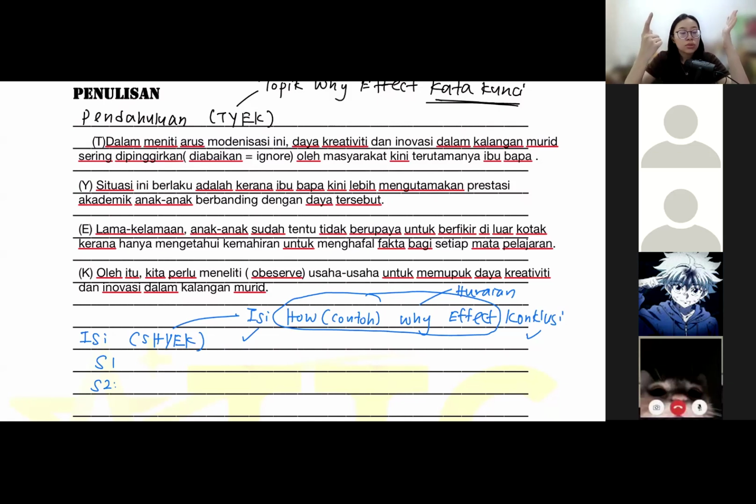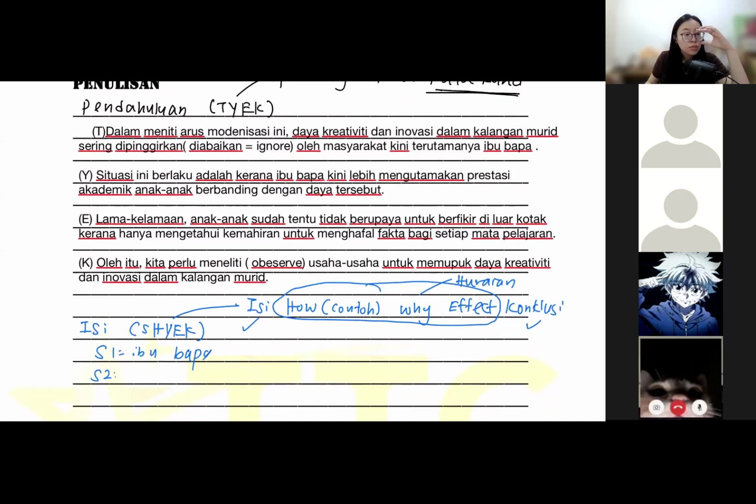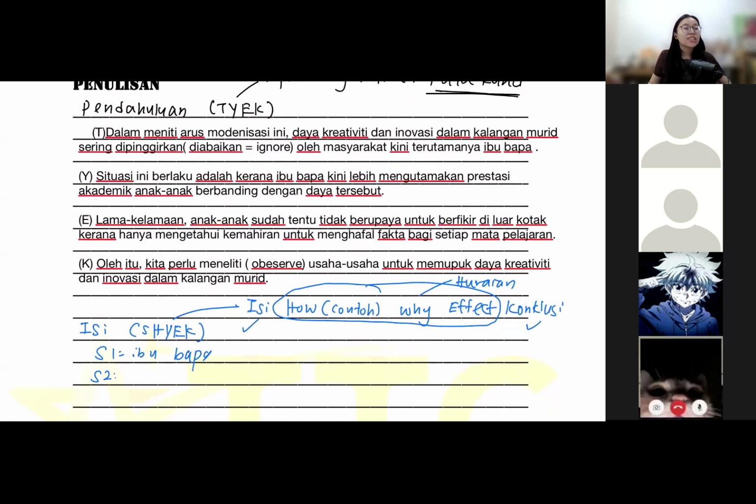So now, what else? Who can do something here? So you cannot put remaja already. Only got 6 characters you can do: diri, keluarga, which is ibu bapa, sekolah, media massa, kerajaan, and also masyarakat also can. What ibu bapa can do if you want to say ibu bapa? Pengetua. Pengetua is a principal.